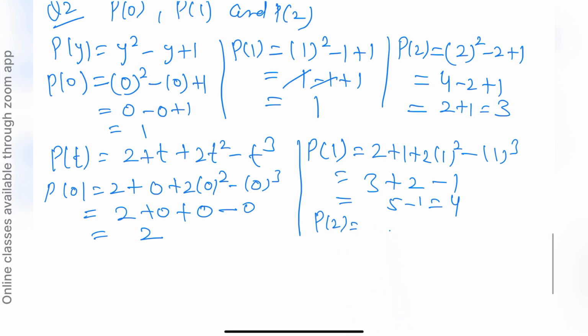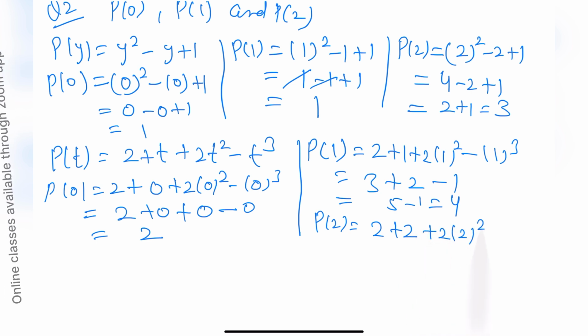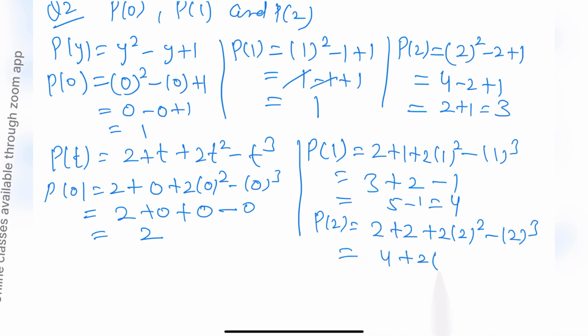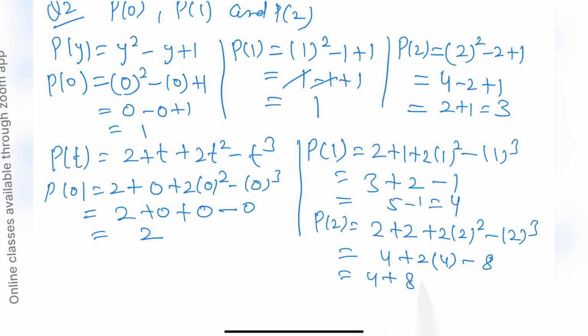Now p of 2. p of 2 means in place of t we will put 2. t के प्लेस पर क्या पुट कर देंगे, 2. So p of 2 is equals to 2 plus 2 into 2 का स्क्वायर minus 2 का क्यूब. So 2 plus 2 is 4, plus 2 into 2 का स्क्वायर 4, 2 का क्यूब 8.